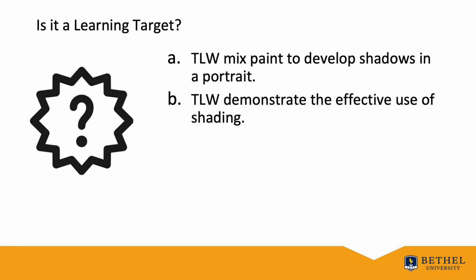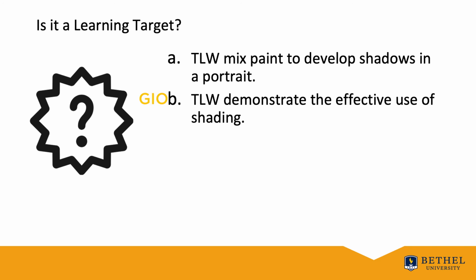And the last one, TLW, stands for "the learner will." Is it A, the learner will mix paint to develop shadows in a portrait? Or is it B, the learner will demonstrate the effect of use of shading? Well, again, they're both learning targets, but they're a unique set. One is a GIO and one is an SLO that goes with it. Can you identify which is which?